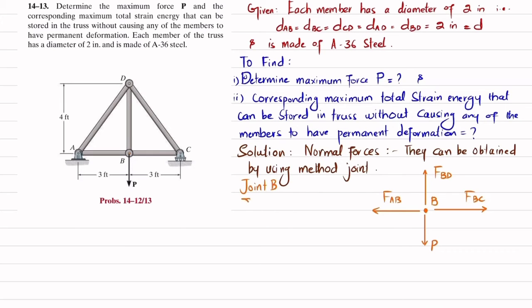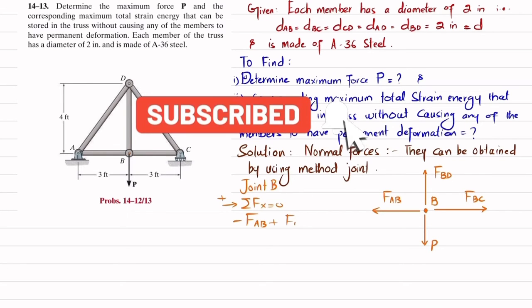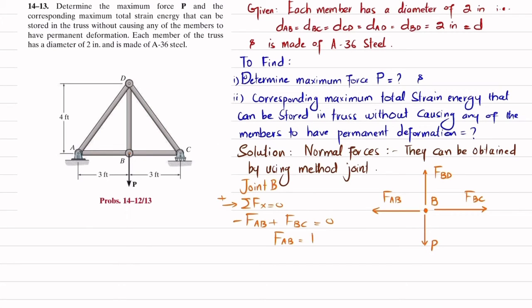Now applying the equation of equilibrium, the sum of all forces along the x direction must be equal to 0, and force in this direction is taken as positive. So you can see horizontally there are two forces, one in this direction, another in this direction. Their sum must be equal to 0. So minus FAB plus FBC is equal to 0. So it means that FAB is equal to FBC. Okay, so this is your equation number 1. Now we'll apply the method of joints at joint D.